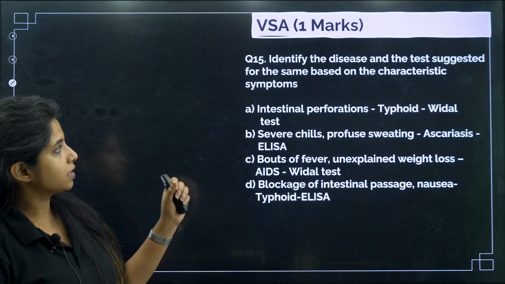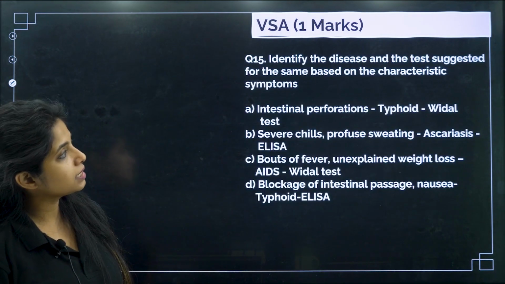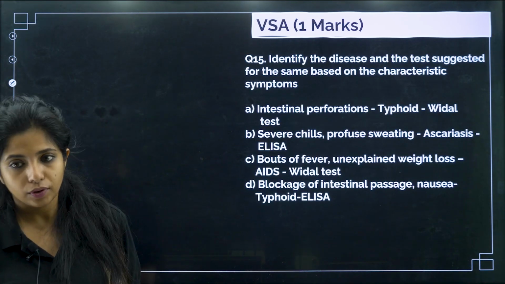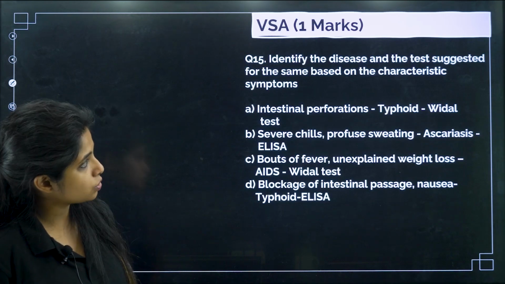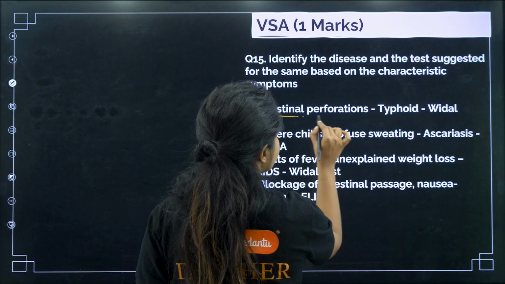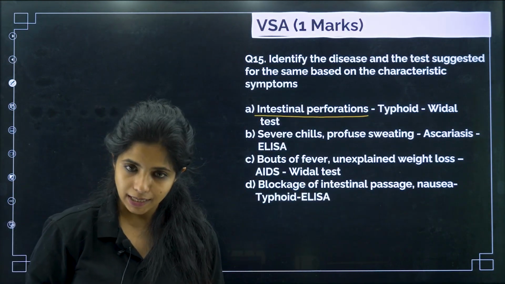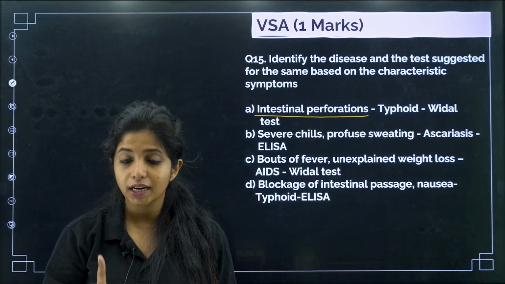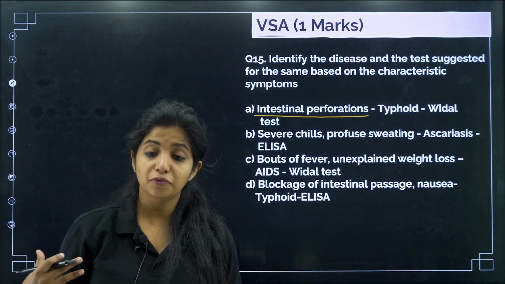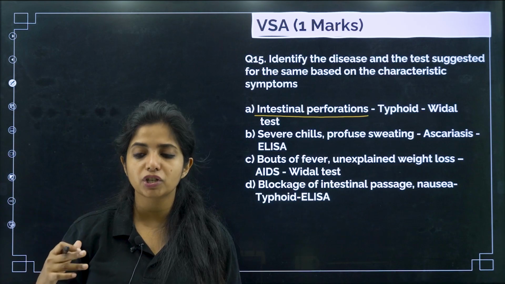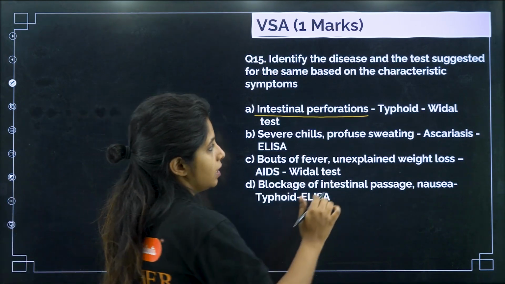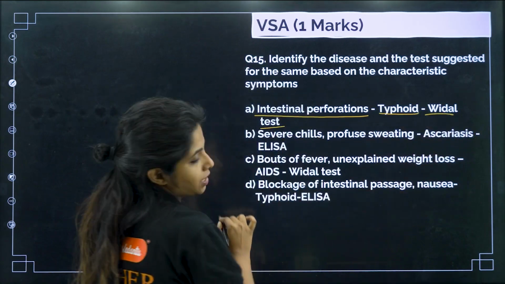Next, last MCQ. Identify the disease and the test suggested for the same based on the characteristic symptom. So we have to identify the disease and also we have to see the test. So intestinal perforation, typhoid and Vidal test. In typhoid, do you think intestinal perforation will be there? Yes, typhoid is a disease that will be affecting your intestine, and if it is going unseen, it will lead to intestinal perforation that would lead to death also. Intestinal perforation as in there will be holes in the intestine, and this is tested with the help of Vidal test. So this is also true.